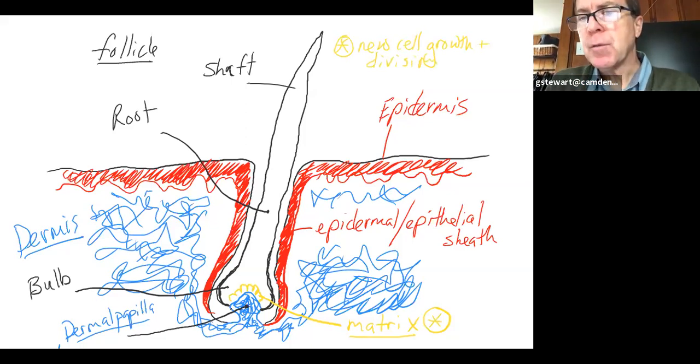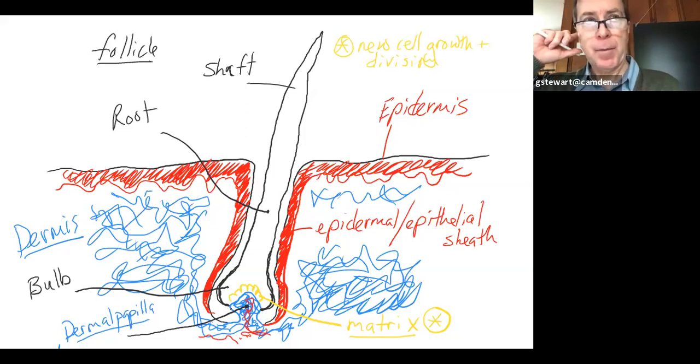And there's a rich blood supply in the dermis. So there are blood vessels that go up into this dermal papilla that supply nutrition to that matrix, just like the papillary dermis blood vessels supply nutrition to the stratum basale layer of the epidermis. So it's very similar to the layers of the skin.